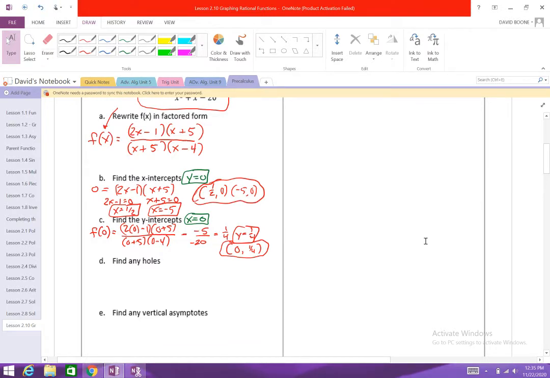Now remember, when we find holes, that's where factors cancel out. So if we're looking at our original equation up here, that's been factored, f of x equals (2x minus 1)(x plus 5) all over (x plus 5)(x minus 4). We see these are the ones that get canceled out, the x plus 5. So we take that canceled out factor, set it equal to 0, and that's where we have a hole, where x equals -5 on the graph. So we'll remember that and how to graph that too.